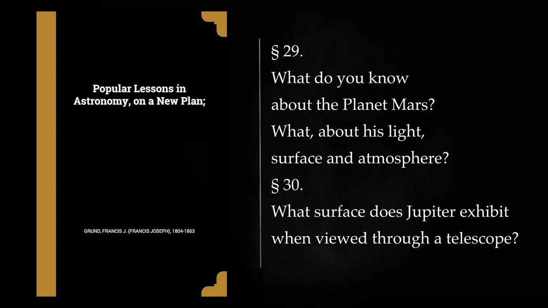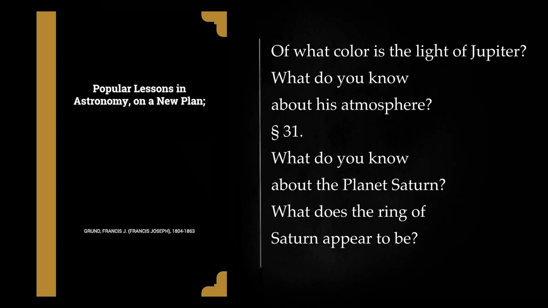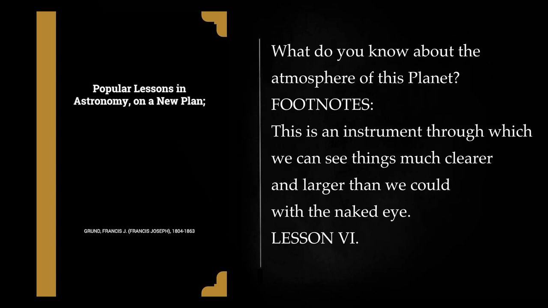Section 29. What do you know about the planet Mars? What about his light, surface, and atmosphere? Section 30. What surface does Jupiter exhibit when viewed through a telescope? Of what color is the light of Jupiter? What do you know about his atmosphere? Section 31. What do you know about the planet Saturn? What does the ring of Saturn appear to be? What do you know about the atmosphere of this planet?